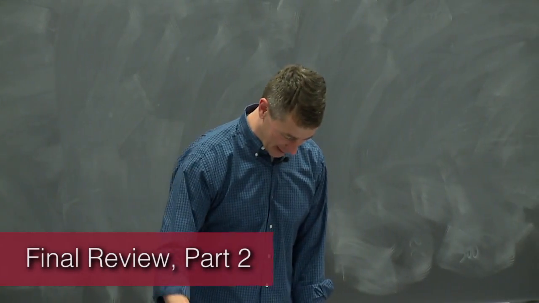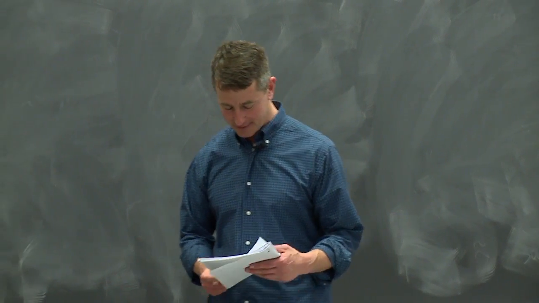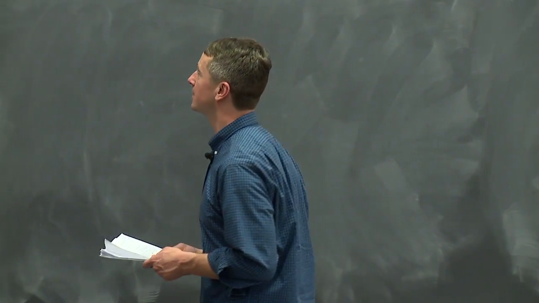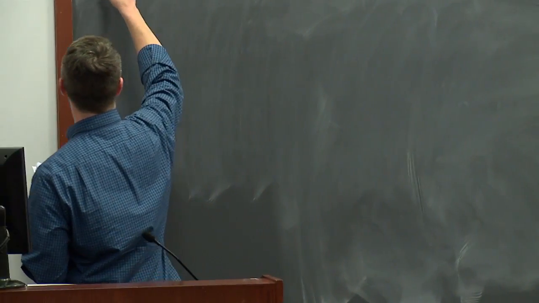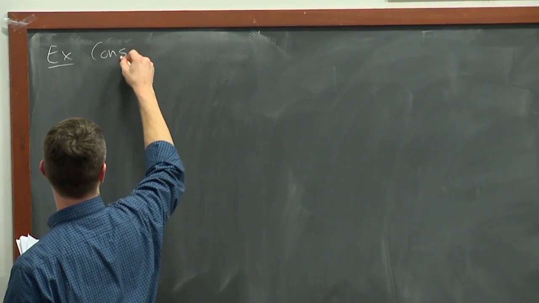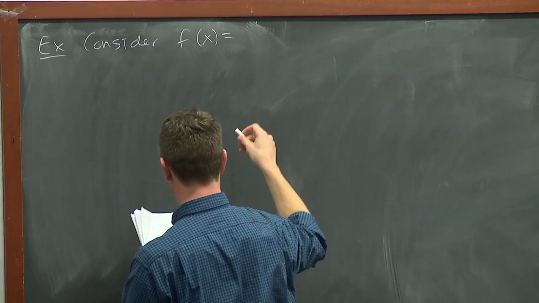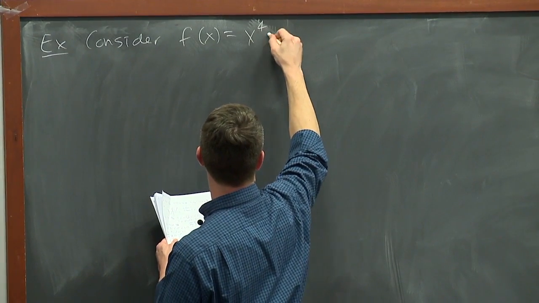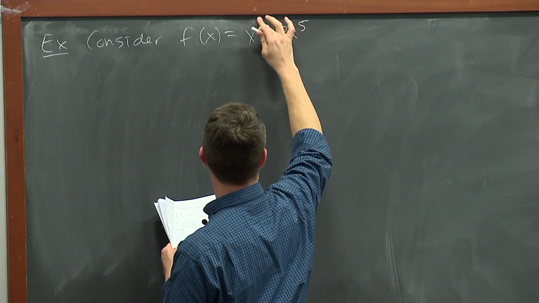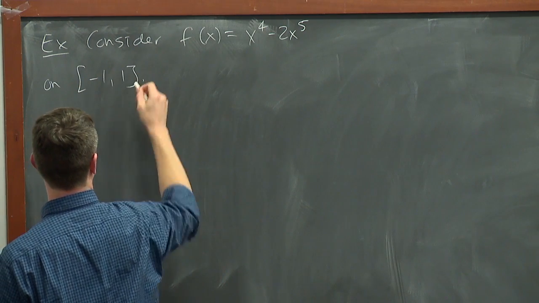So let's keep going with our review here. So in that same, after we did local linearization, we learned how to find maxima and minima of functions. So if we consider the function f of x, x to the fourth minus 2x to the fifth on the interval from -1 to 1.